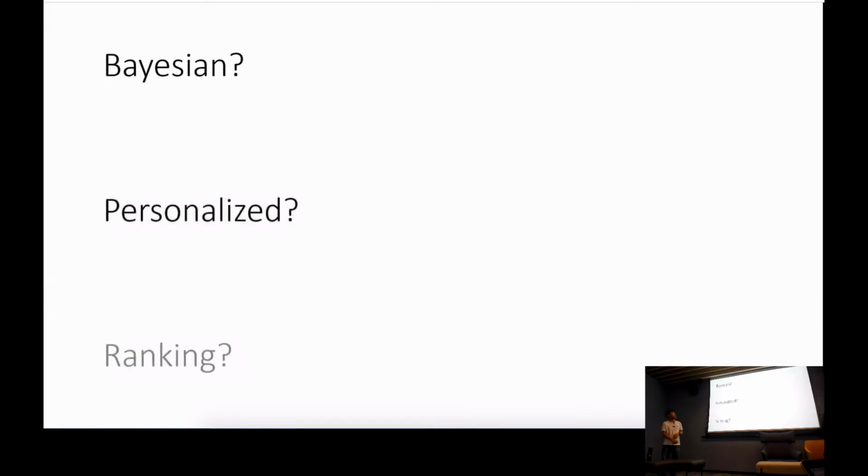So what is Bayesian? What is personalized? What is ranking? That is the name of the framework. I will start answering from the bottom up. It's ranking because it's trying to preserve the ranking order of the items given a particular user. So this particular user prefers item i to item j, so we preserve the ranking.